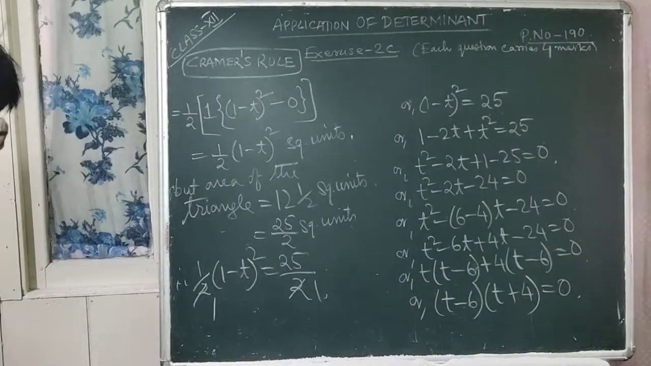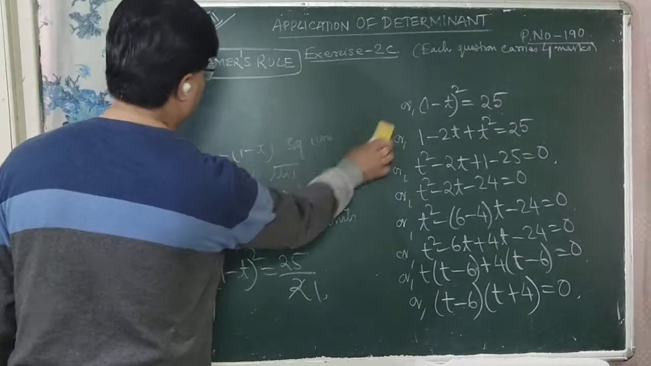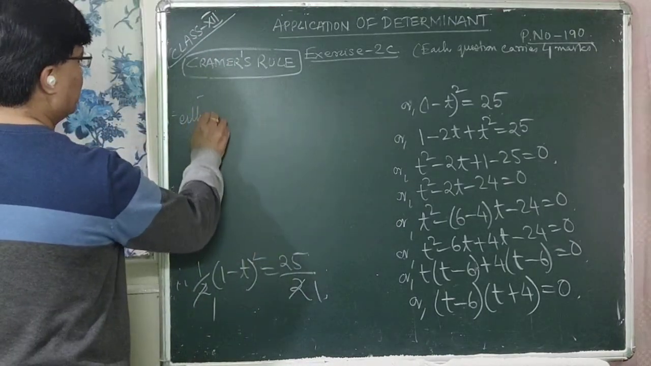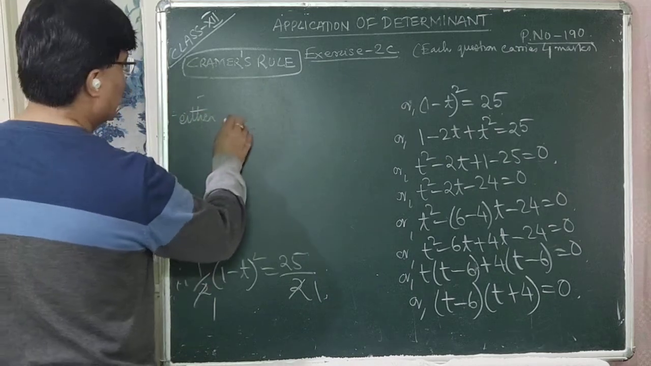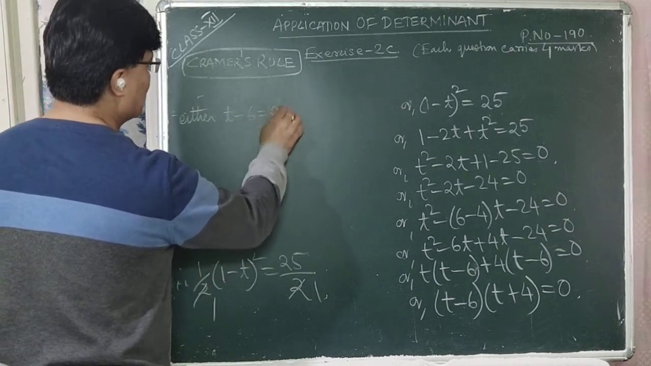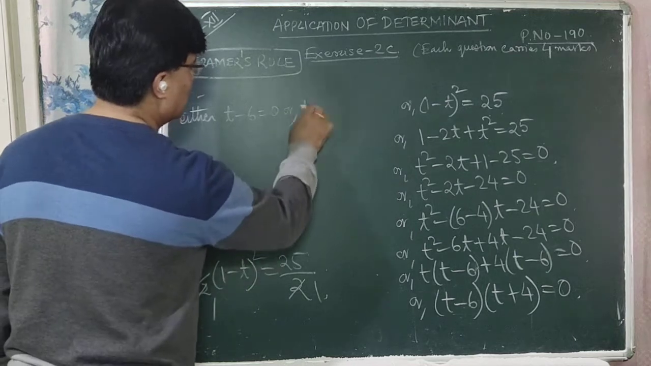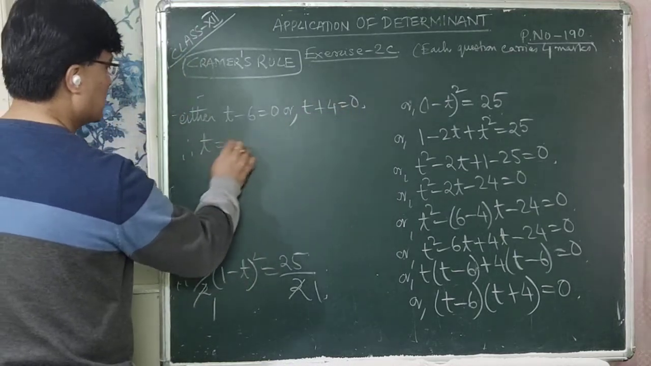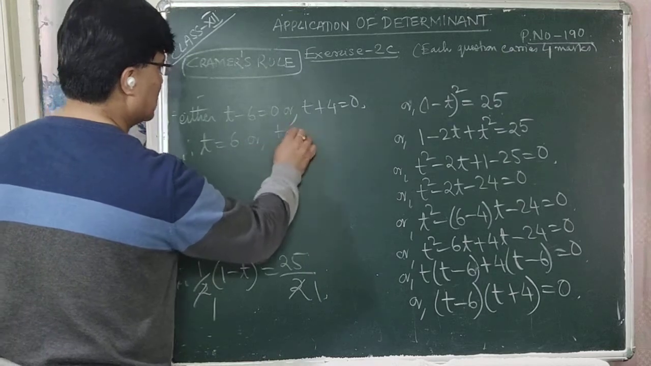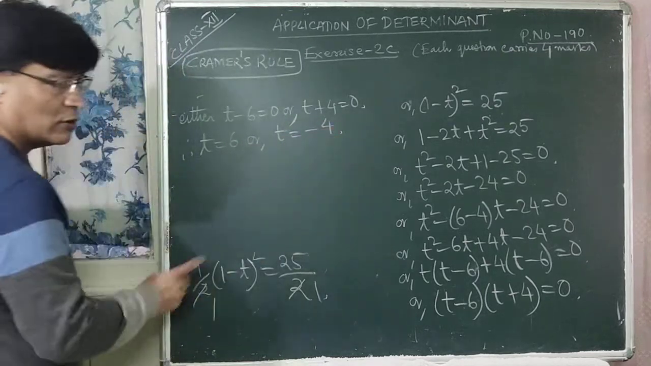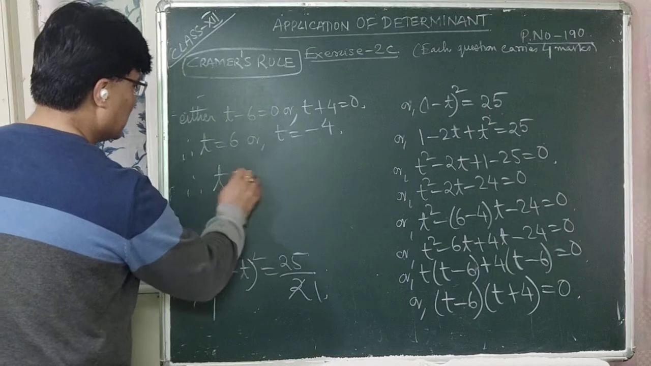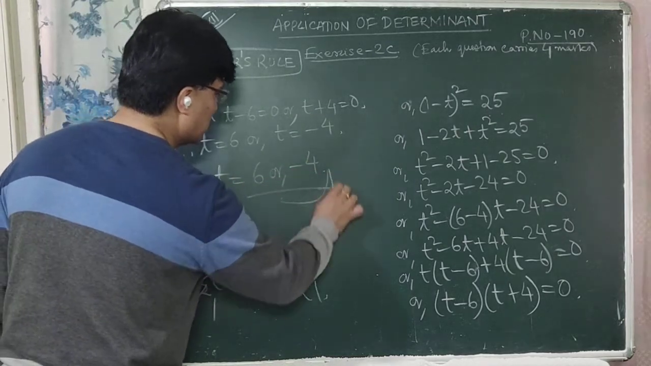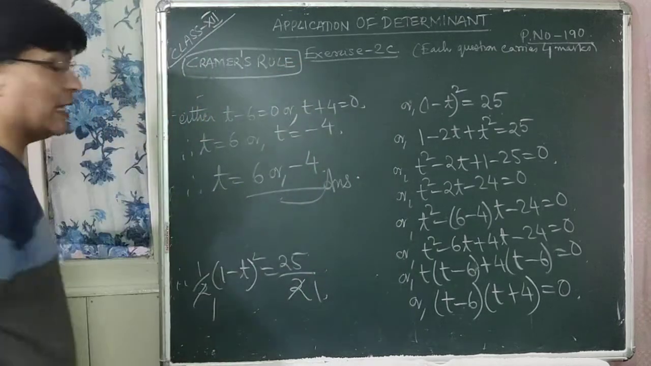Right? So you can write down either or. So write down either t minus 6 is equal to 0 or t plus 4 is equal to 0. That means t is equal to 6 or t is equal to minus 4. So which are the answers here? That is t is equal to 6 or it is minus 4.